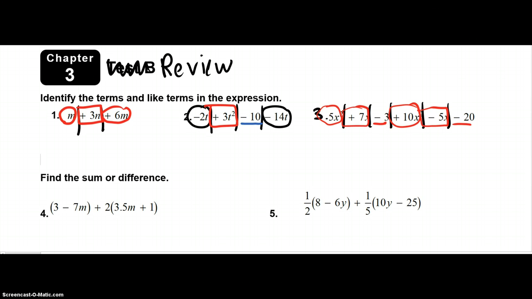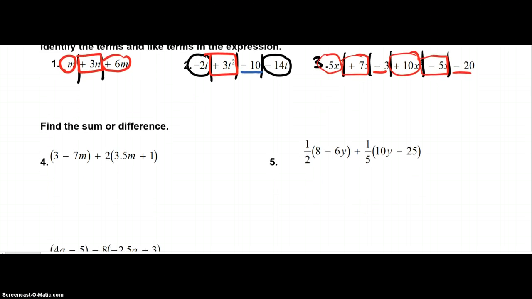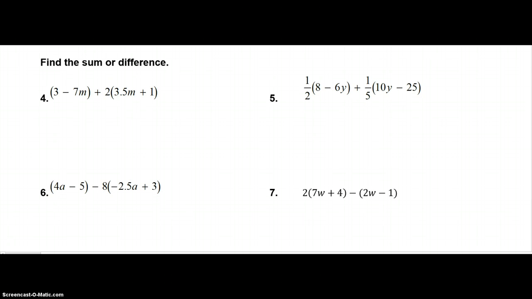4 and 5, and 6 and 7 tell us to find the sum or the difference. So here we're going to be using our distributive property first. So I'm going to distribute this positive 2 to 3.5m and that positive 1 there.